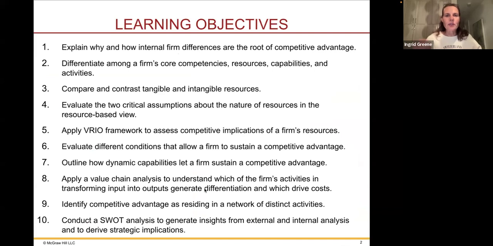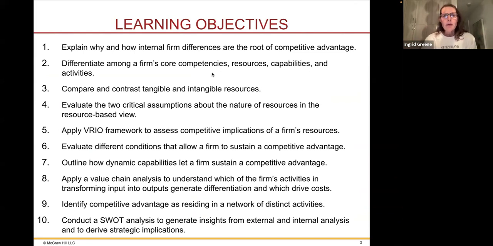So, the learning objectives for this chapter are, first, explaining why and how internal firm differences are the root of competitive advantage. Right, how one company is different from the other. And really understanding what makes one company special.